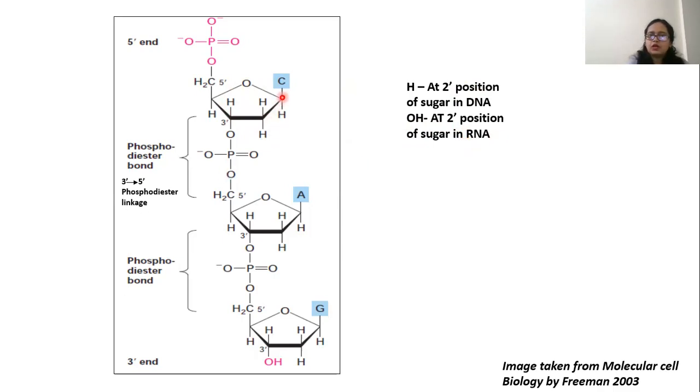So at the 1' position of this pentose sugar, the nitrogenous base is present. C stands for cytosine, A stands for adenine, and G stands for guanine. At the 3' position here you can see this phosphate group is present and it is called a diester.